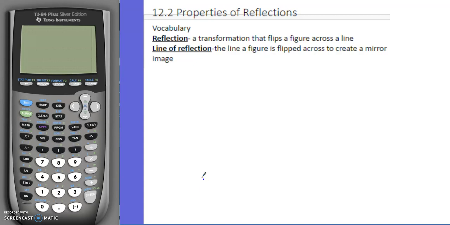Reflection is a flip. We need to make sure that when we're talking about reflection, we're talking about flipping it. It is a transformation that flips a figure across a line. The line of reflection is the line that the figure is flipped across to create a mirror image. Typically, we're flipping it across either the X or Y axis in 8th grade. So when you flip it across the X axis, the X value always stays the same.